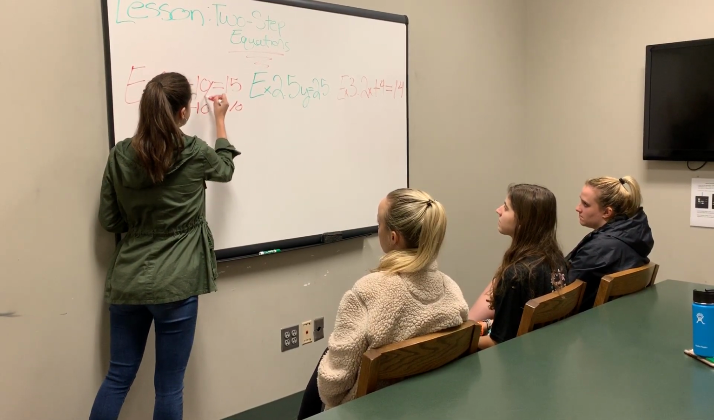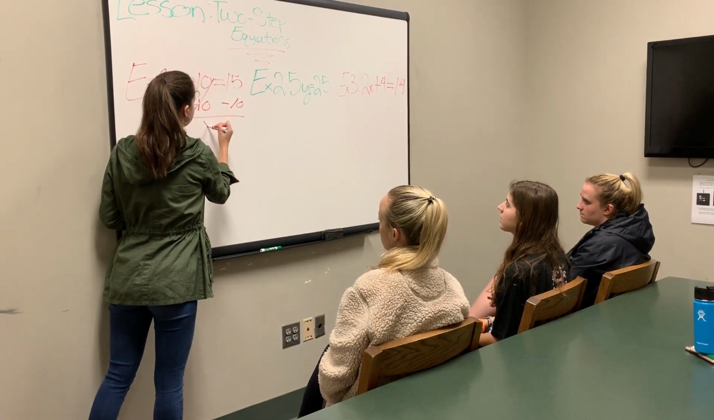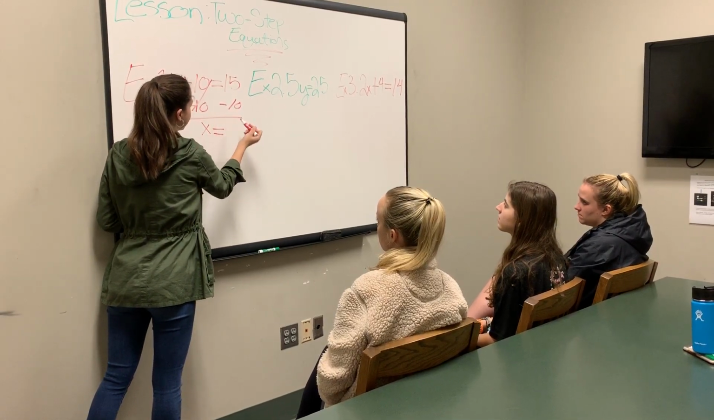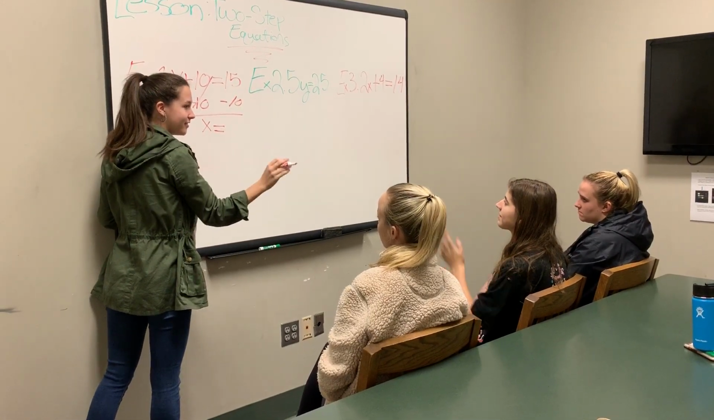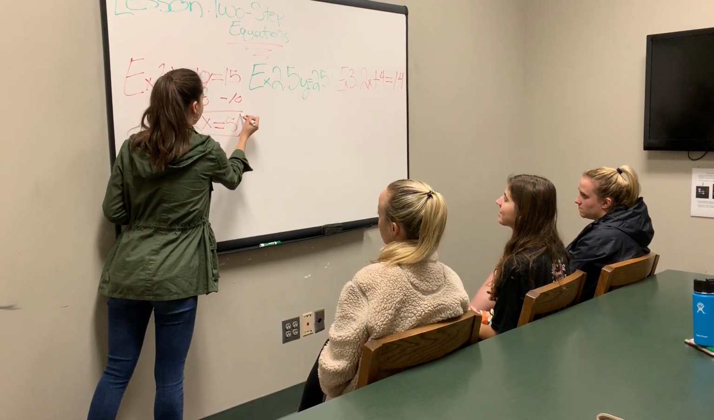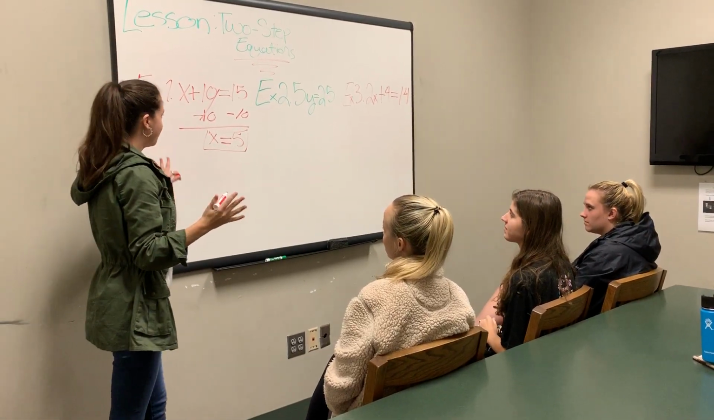10 minus 10 gives you 0, so that cancels out, which leaves you x on this side. And then you just equal 15 minus 10 is what? Rebecca? 5. Correct. So now we have solved for our variable and x equals 5. So that's just a review from last week.